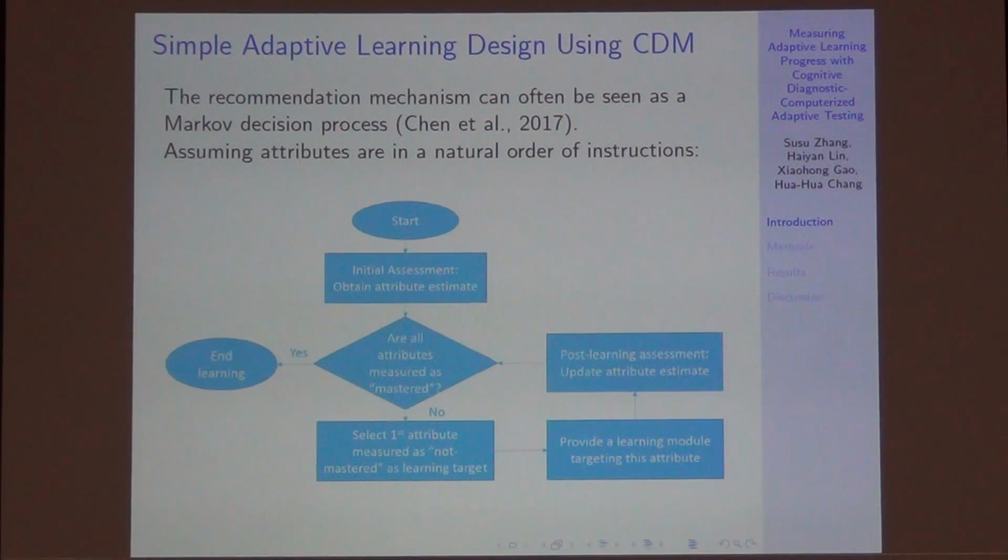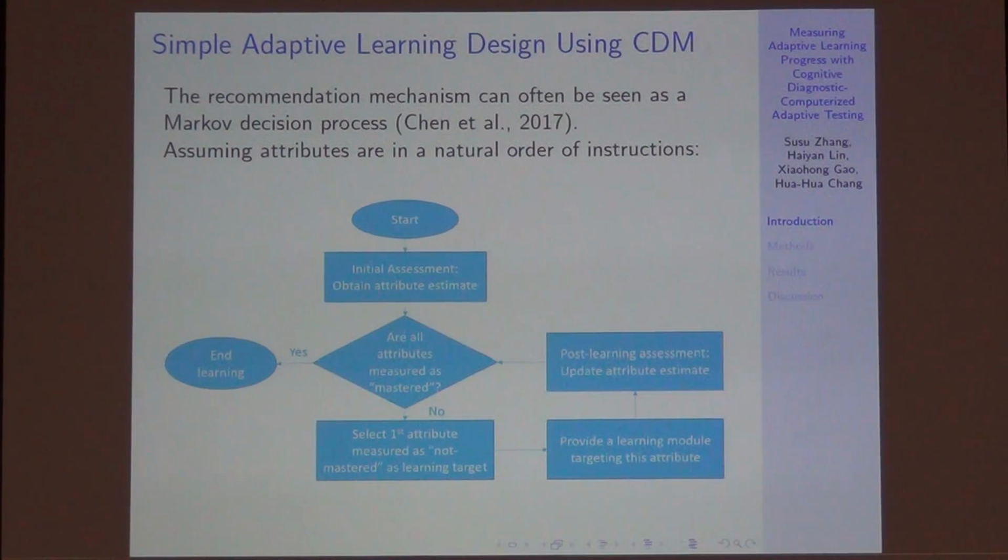So assume that the set of attributes in the curriculum follows a natural order of instruction. What this means is that the first few skills in the vector are more basic, and the later ones are the more advanced ones that might have the earlier ones as prerequisites. Then we can use the following procedures.